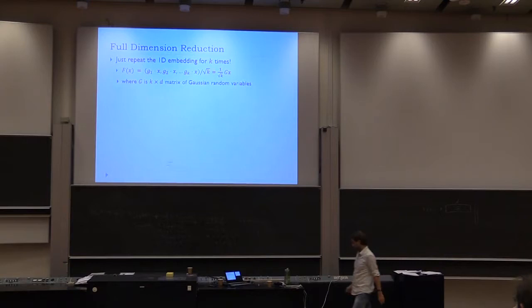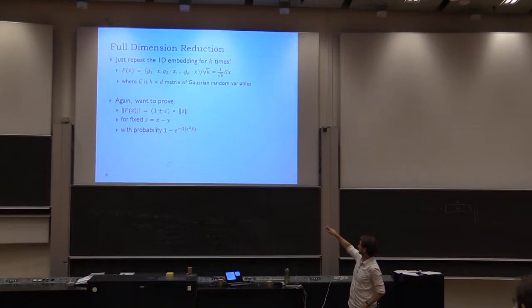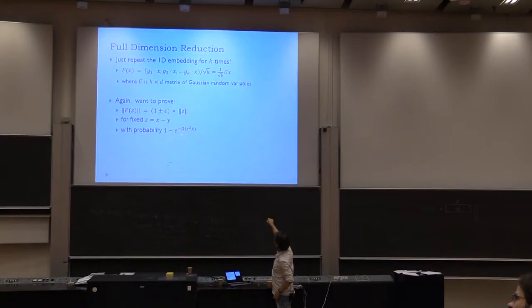Okay, so the actual map G is really such that each entry is identically distributed as a Gaussian variable. Again, what we want to prove from this is that the norm of f of z is a simple, one plus epsilon approximation to the original vector z, for z being x minus y. We're looking at the distance between two points, x and y. And we want the failure probability to be exponentially small in k.